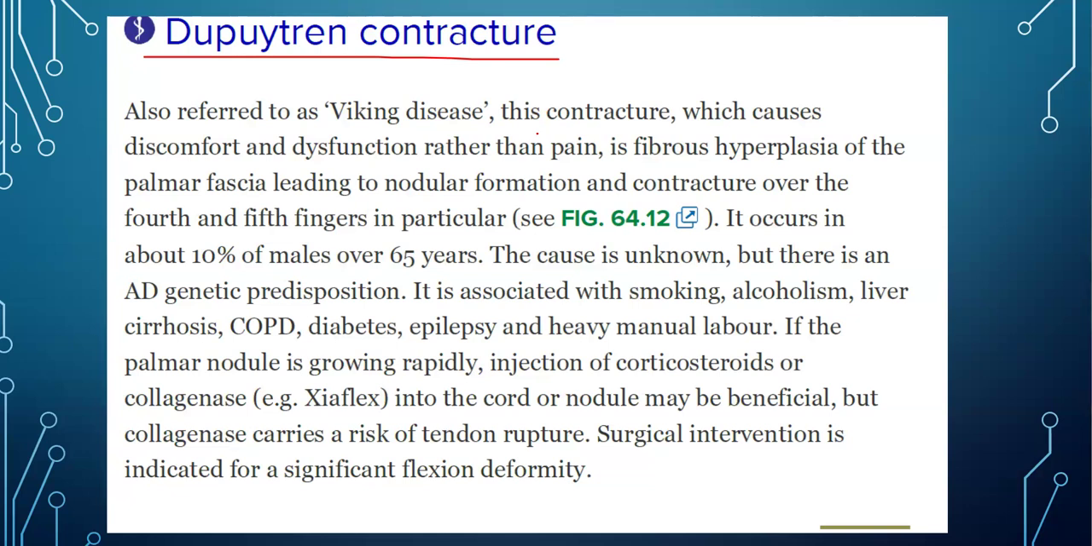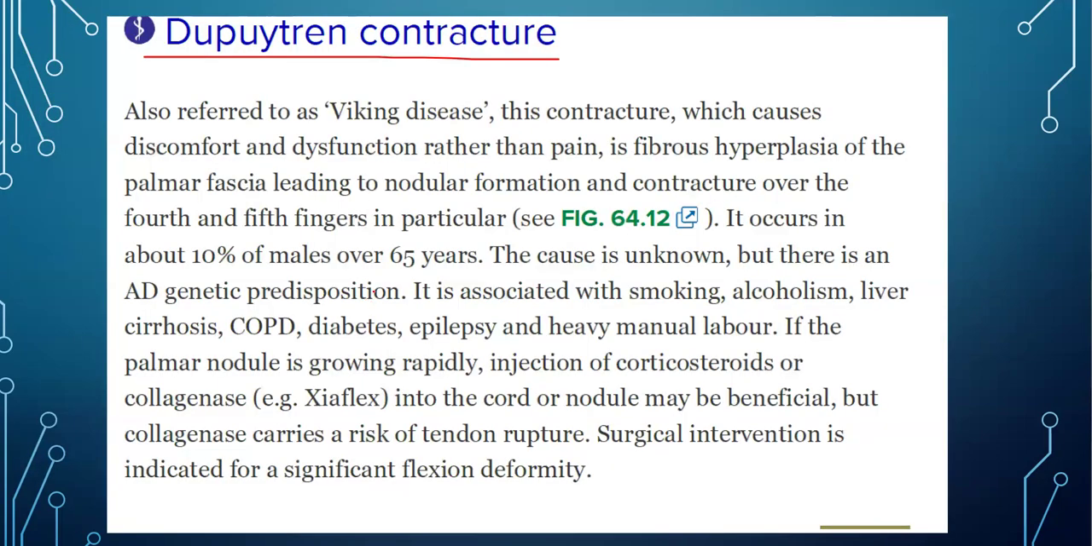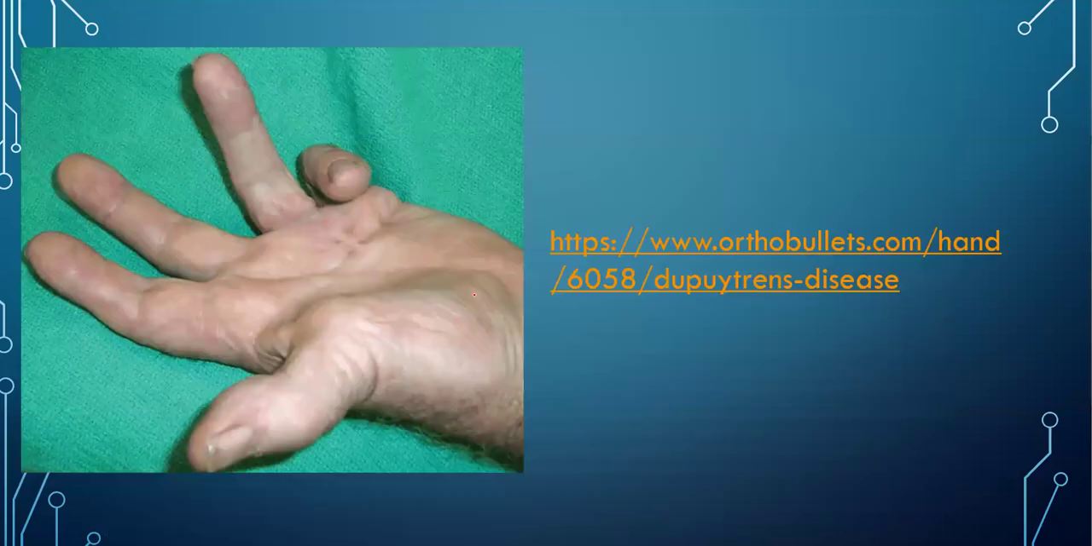Next, Dupuytren contracture. So Dupuytren contracture is like this. You can see the finger is getting quite flexed. So what is Dupuytren contracture? It is a fibrous hyperplasia of the palmar fascia causing nodule formation and contracture on the finger. Basically, the palmar fascia gets thickened, and when it gets thickened, it can start to pull the finger, and the finger can have this kind of contracture.